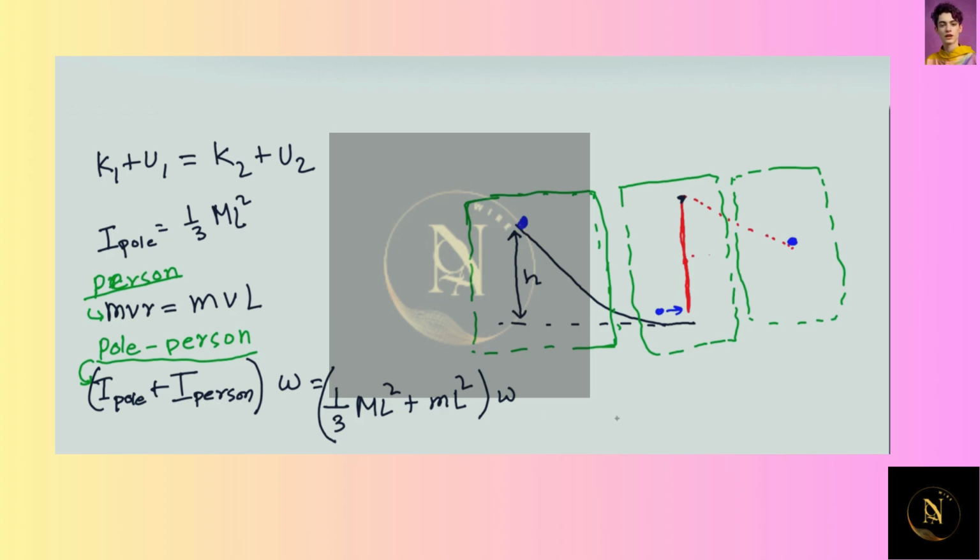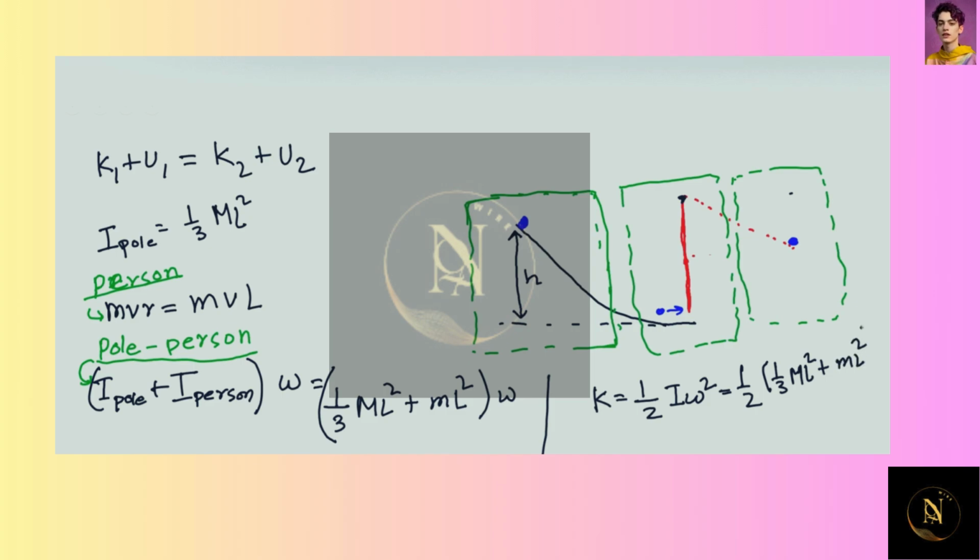And also for kinetic energy after the collision, there will be a rotational part involved in the kinetic energy. So we need that when we solve the mechanical energy conservation. So for that case, kinetic energy after collision will be half of I omega squared, where again I is the total moment of inertia because it's a pole person system. So that's going to be half of (1/3 ML squared plus m L squared), and then we multiply that with omega squared.